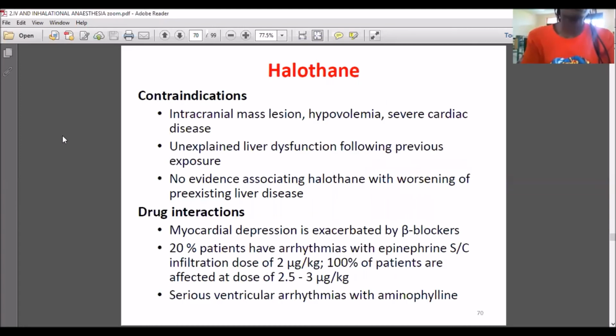So contraindications of halothane: intracranial mass lesion, hypovolemia, severe cardiac disease, and unexplained liver dysfunction following previous exposure, with no evidence associating halothane with worsening of pre-existing liver disease. So drug interactions: myocardial depression is exacerbated by beta blockers. Then 20% of patients have arrhythmias with epinephrine, and serious ventricular arrhythmias with aminophylline.